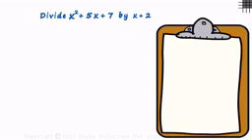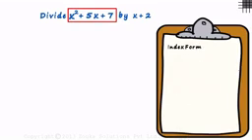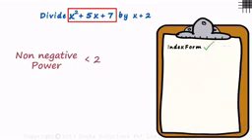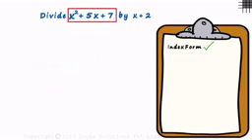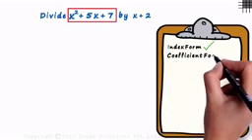The first step is to write the dividend in the index form. It means that we have to write all non-negative powers lower than the highest power 2. We can see that all powers are present, 2, 1 and 0, which means that it is already in its index form. Next, we write down the coefficients of the polynomial.